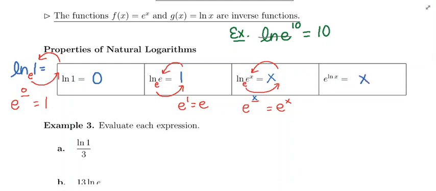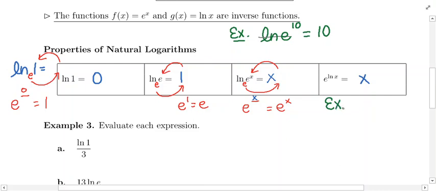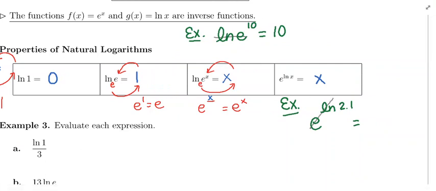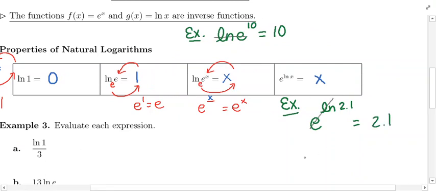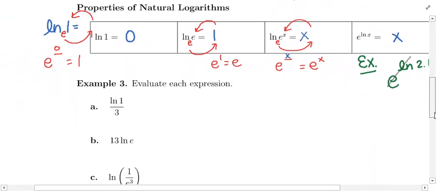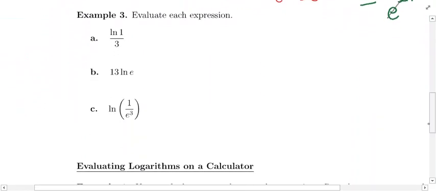Okay, so as an example of this property, if I asked you to calculate e raised to the natural log of 2.1, the e and the ln would cancel out, and the answer is just going to be 2.1.